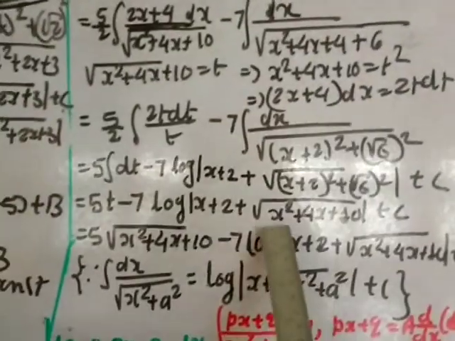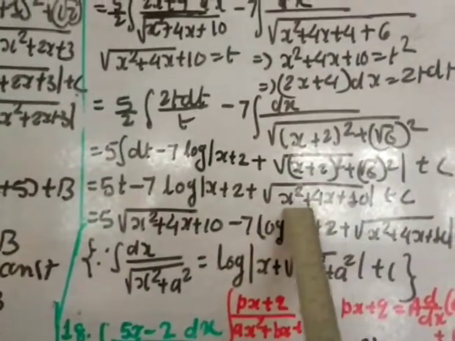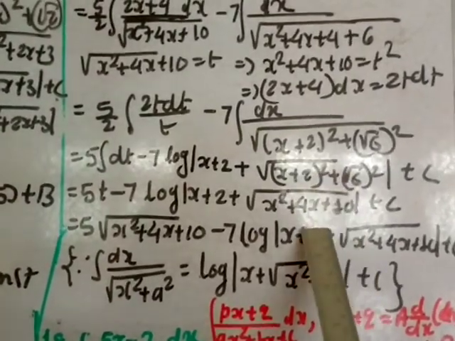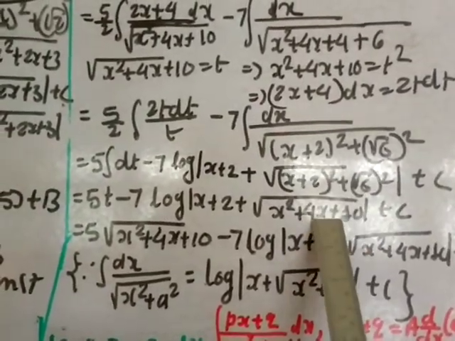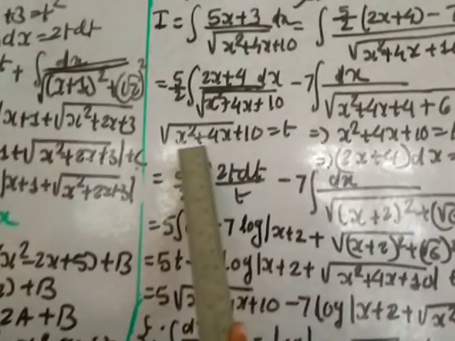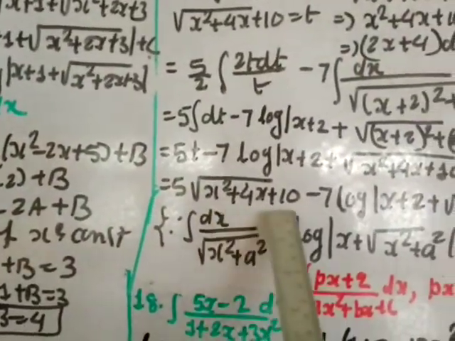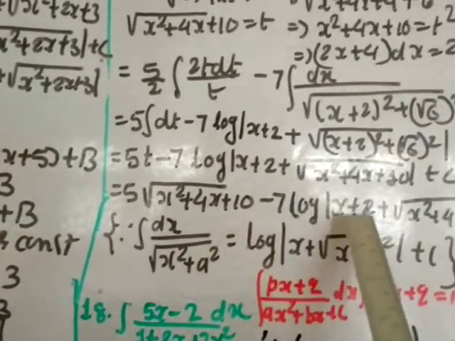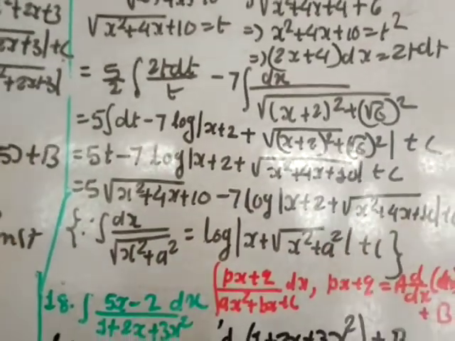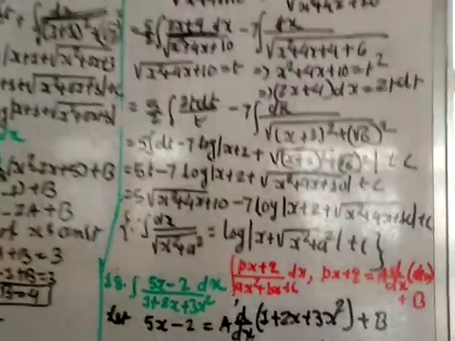So instead of this, next step I am putting the value that x square plus 4x plus 10, because this and these are similar. This is derived from here. Okay, put the value of t, which you have taken as this. Okay, so 5 into square root of x square plus 4x plus 10 minus 7 log of (x plus 2 plus square root of x square plus 4x plus 10) plus c. So that is the answer for question number 23.